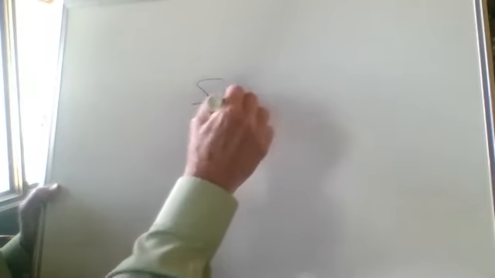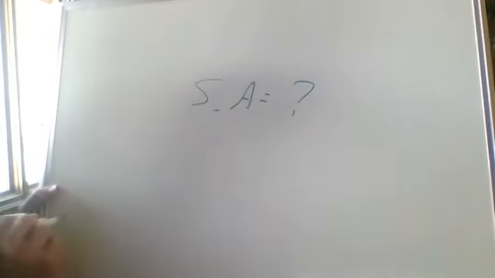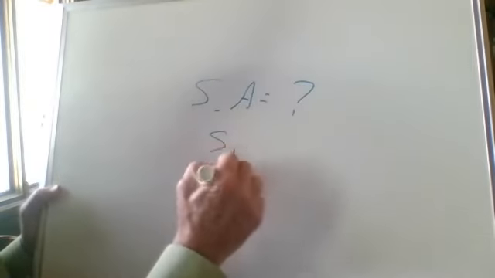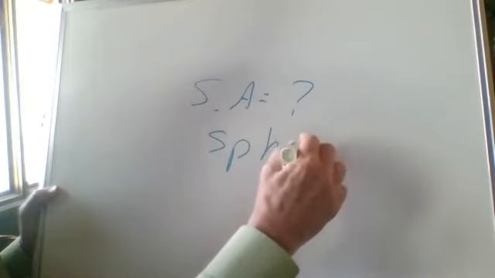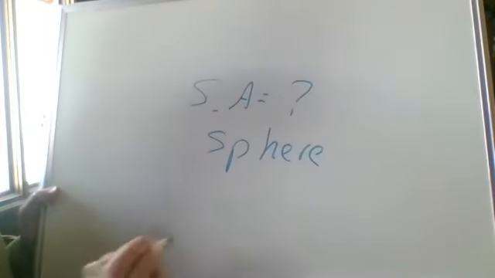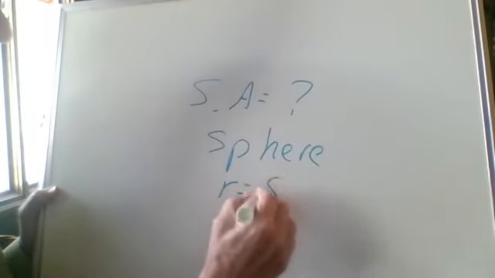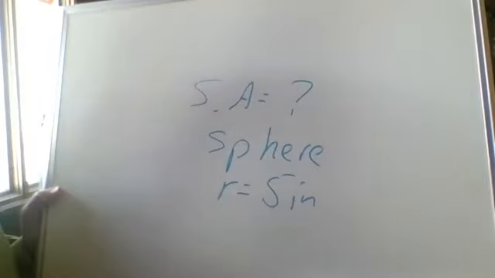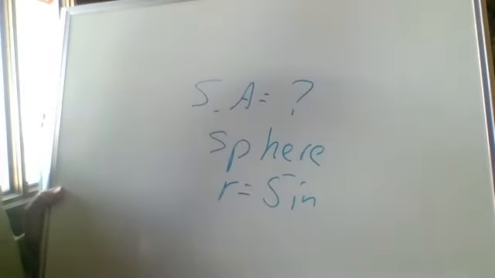Next question gives you the surface area. You want to find the surface area of a sphere with a radius of 5 inches. That's pretty simple. You got a formula that should be in your notes. You just plug in radius and you find the answer.